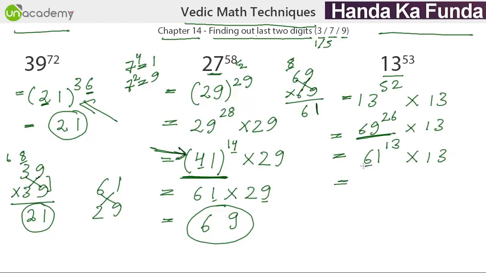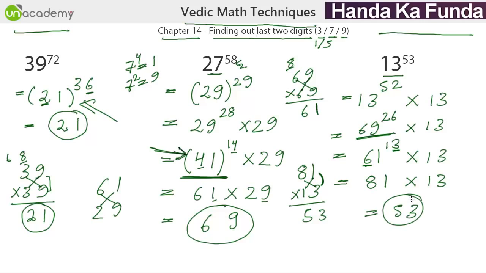Now what do I get here? 6 and 3 is 18. So I get an 81 here. 81 into 13. So that is what now my problem has reduced to. I need to find out the last two digits of 81 into 13. 8 into 3, 24. 24 and 1 is 25. So I get a 5 as the second last digit. Last digit was 1 into 3 or 3. And hence I get my answer here as 53.